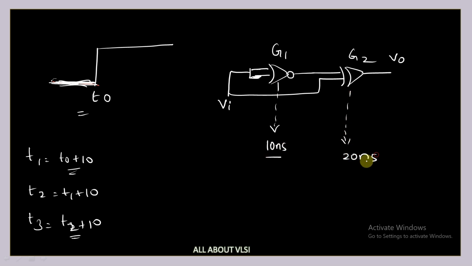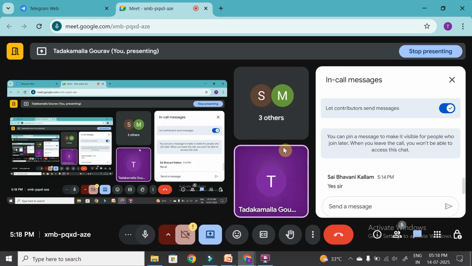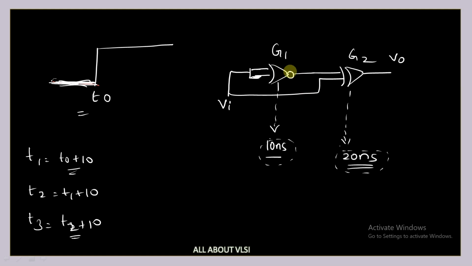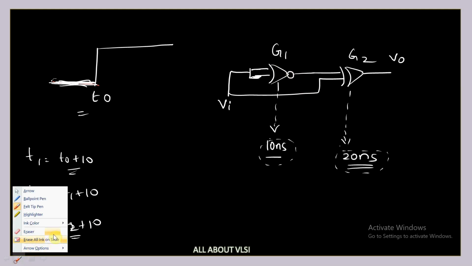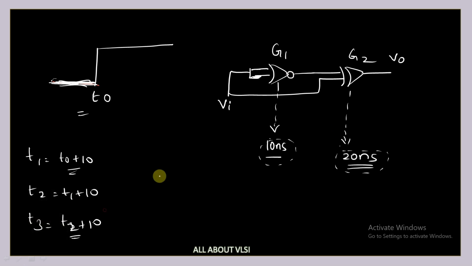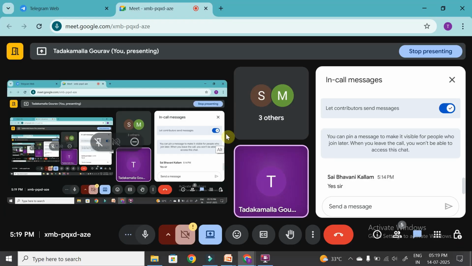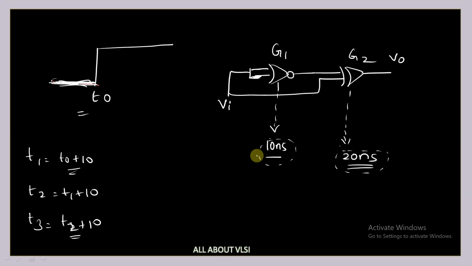Now, does anyone know what is the name of this delay? What is the term we are going to use? What is the name of the delay? So this delay is known as propagation delay.